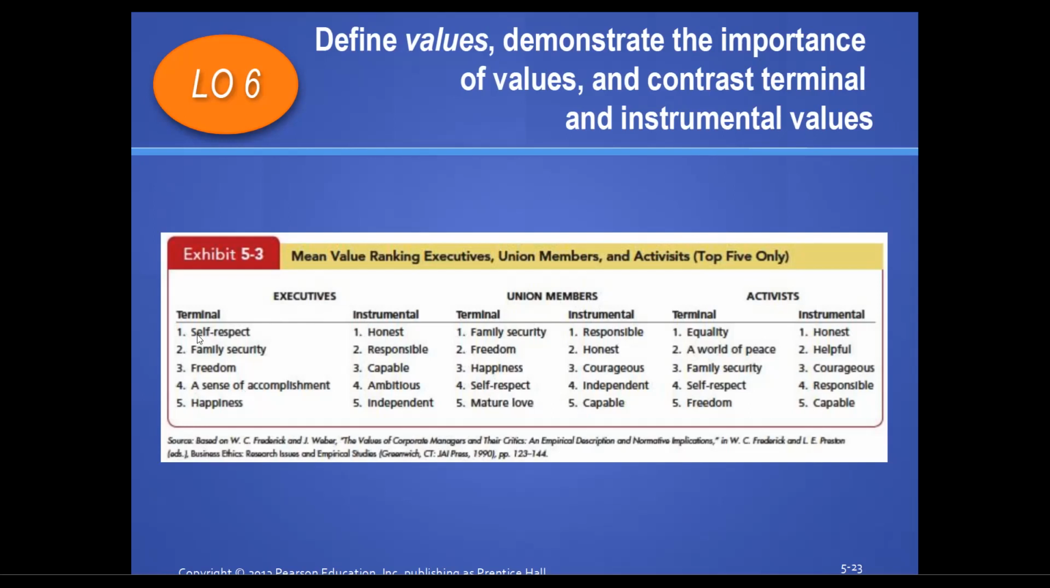Executive people give more priority to self-respect, family security, freedom, sense of accomplishment, and happiness. Then the instrumental values they use to achieve this are honest, responsible, capable, ambitious, and independent. Union members, that means labor unions, their terminal values are family security, freedom, happiness, self-respect, and mutual love. Instrumental values are responsible, honest, courageous, independent, capable.